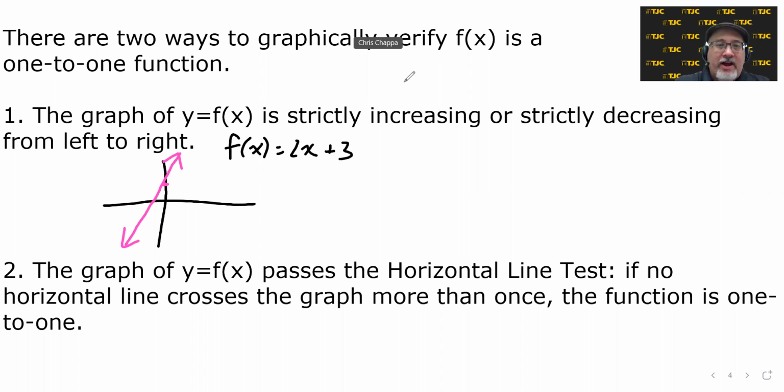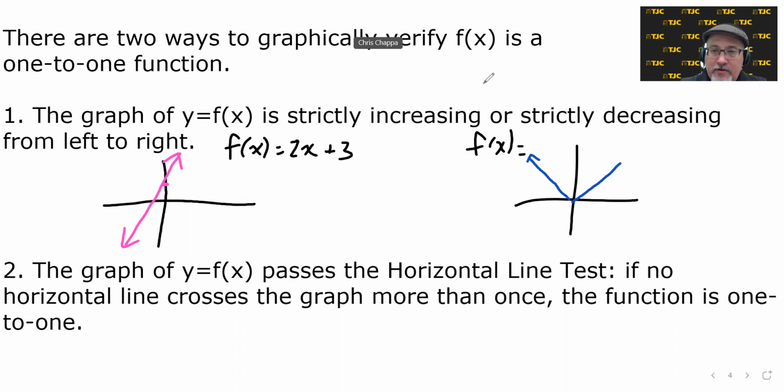And by contrast, when we had f of x equals the absolute value of x, that graph, you may recall, is a V shape. And so it's decreasing on the left side, meaning as we move from left to right, the graph is going down. The graph is going down, and then it's going up. Whereas in the other graph, it was strictly increasing from left to right. As we move from left to right, it's just going up nonstop.